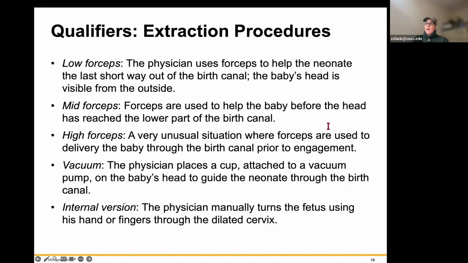So, some of the qualifiers that we see that are common with delivery assistance, terms you may see with OB documentation.